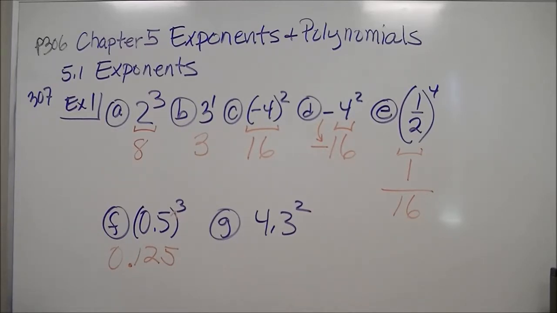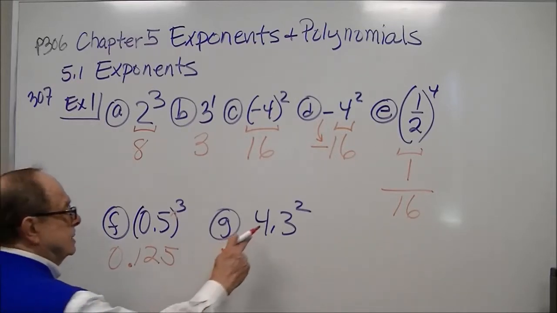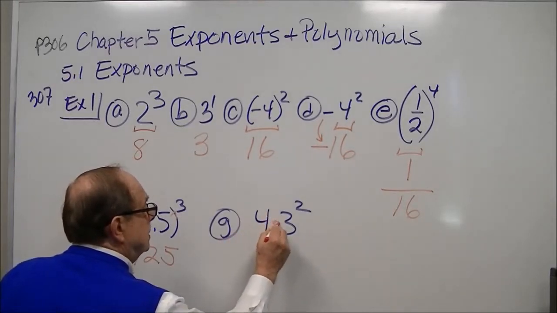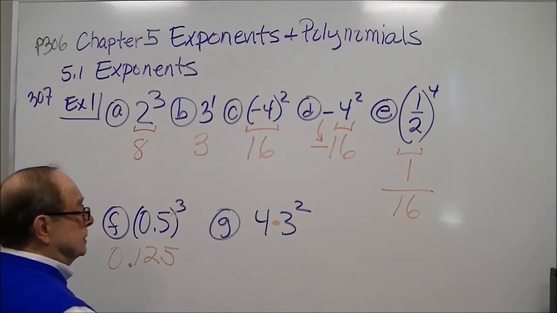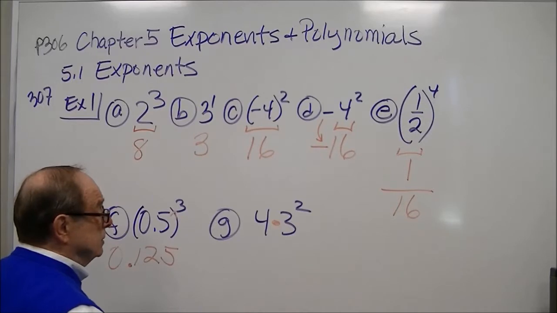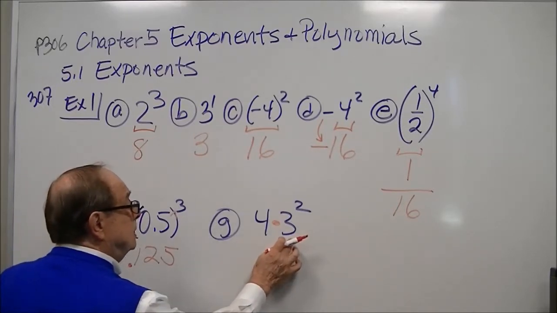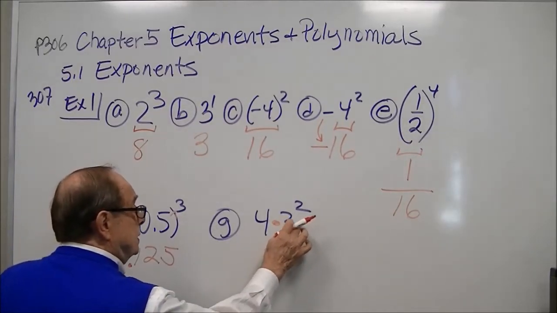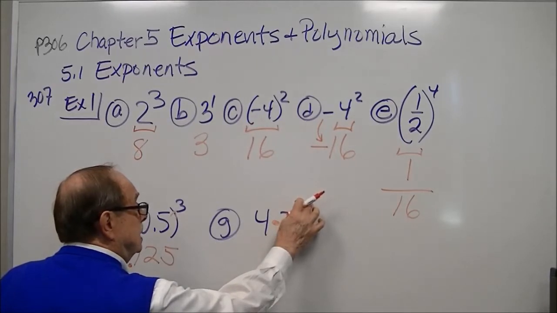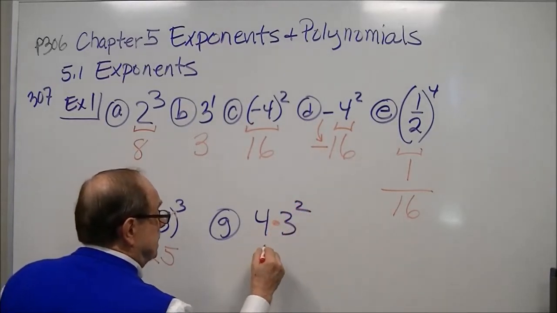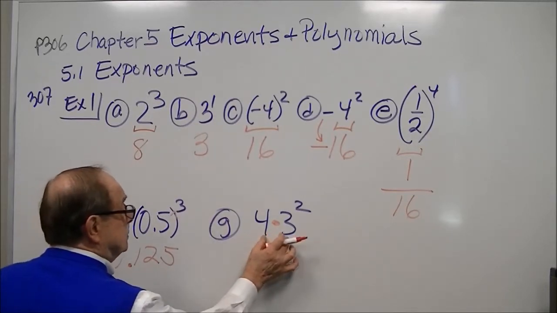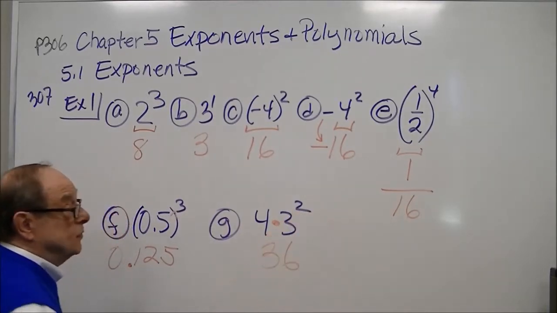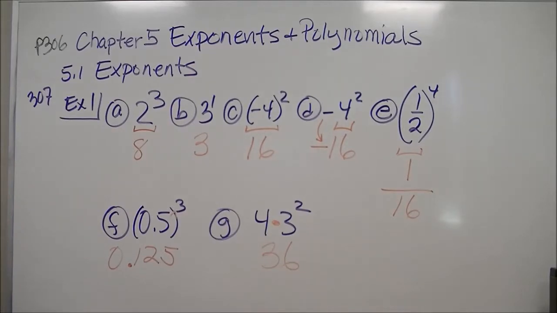Now, for letter G, again, we're doing strategy as well. And this is the multiplication right up there in the middle. What do you do first? Well, back in chapter 1, we said we do exponents first. So this becomes a 9. And then 4 times 9 is 36. If you did it the other way, 4 times 3, that'd be 12 squared. That's 144. That would be incorrect.